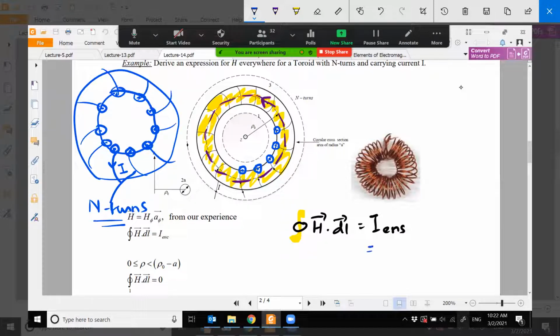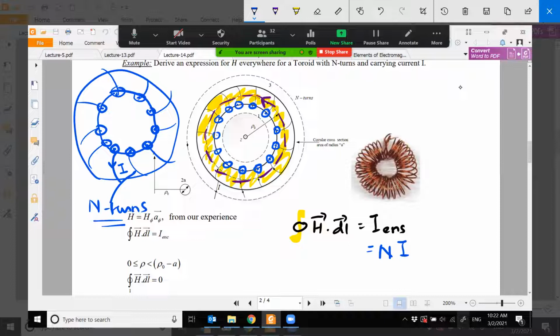N times I. Because all these currents are inside my violet Amperian loop, and they are coming out of the screen. And therefore the total current is, since you have n number of turns, then you will have n number of currents. So that's why it is NI.